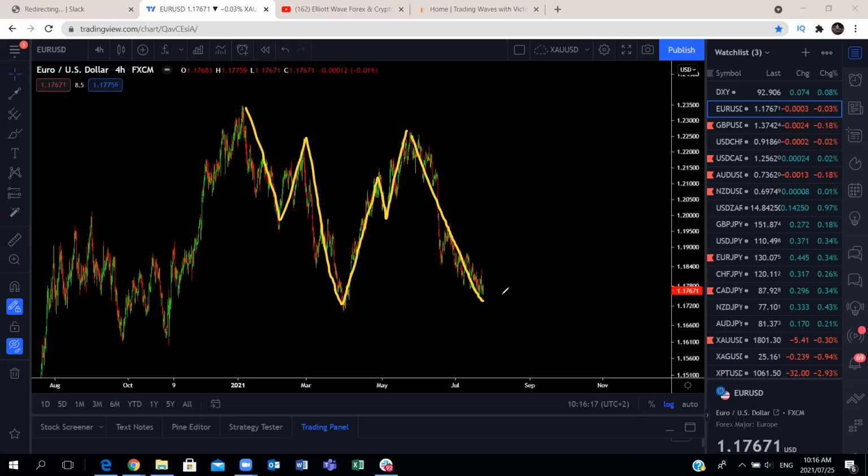Similar structure, as you can see here, we have got an ABC corrective structure here, looking at this as an ending diagonal here, that is a C wave here. So we will have this being a bigger WXY corrective structure here. So internally here, this should actually be ABC here, just for completeness. So you can see this is now about to play out, a WXY corrective structure here. Okay, A, B, C there.